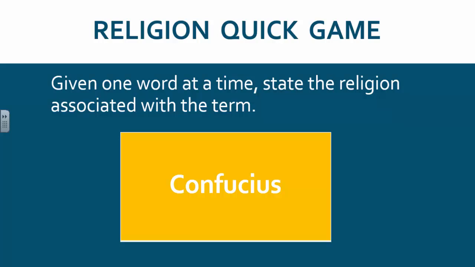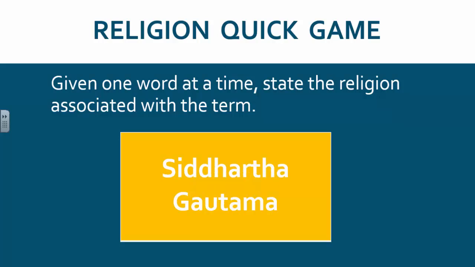Another example would be Confucius, therefore Confucianism. Example would be the Vedas, which would be Hinduism. And we finally have the founder of Buddhism. So these are some examples of things that you could do.